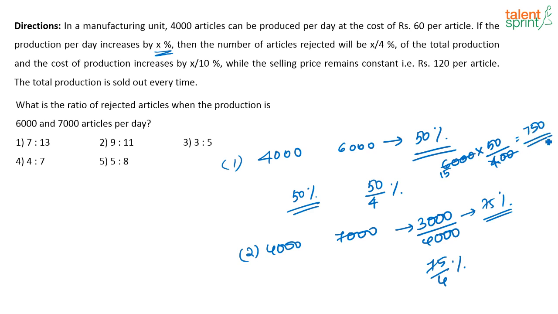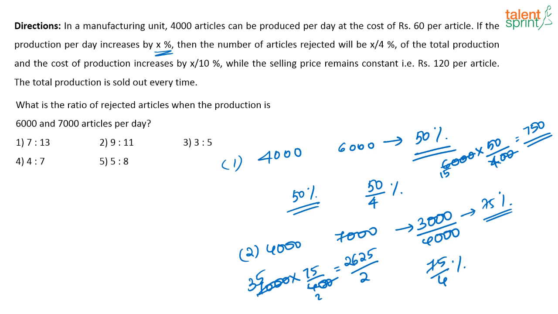$750 articles will be rejected in this case. Here 7,000 articles will be produced, out of which 75 by 4% of them will be rejected. So again, how many articles will be rejected here? You will have 2625 divided by 2. These many articles will be rejected.